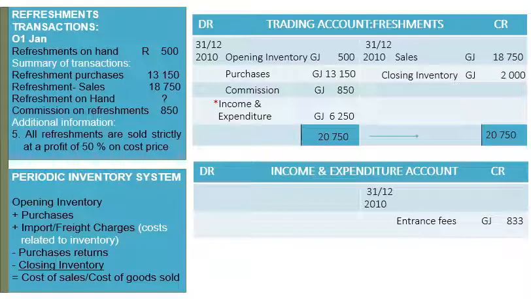We will therefore go to the income and expenditure account. Already it has on the credit side the entrance fees that we have dealt with earlier. We will bring the trading account on the credit side by means of a general journal as 6,250.